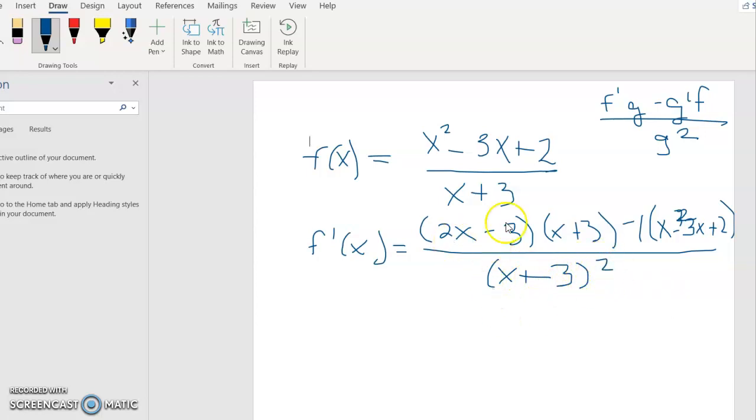Okay, now let's clean this up. Let's multiply out the top here. So I'm going to have 2x times x is 2x squared. 2x times 3 is 6x. Negative 3 times x is negative 3x. And negative 3 times 3 is negative 9. And then let's distribute that minus 1. So we'll have minus x squared plus 3x minus 2, still over our bottom squared.